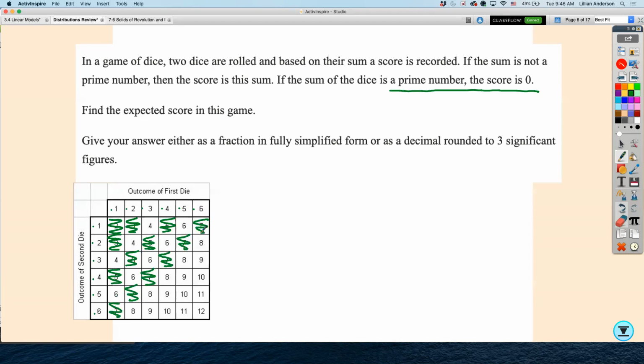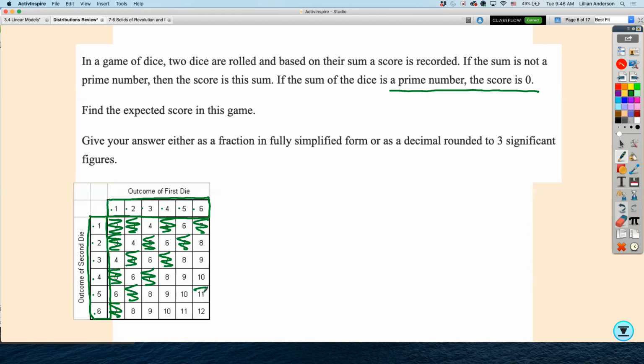Well, all of these represent what could happen when you roll the die. Oh, 1 times 1 equals 1 anyway. But it's the sum, not the product. Oh, okay. Any other prime numbers?